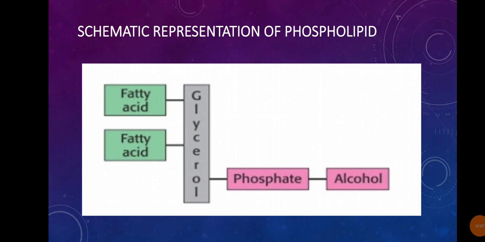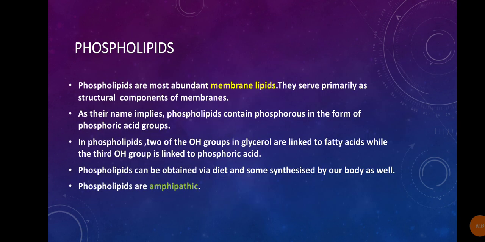This is the schematic representation of a phospholipid. It consists of a glycerol backbone attached with two fatty acids and also a phosphate group which is attached with an alcohol. Phospholipids are the most abundant membrane lipids. They serve primarily as the structural components of membranes.